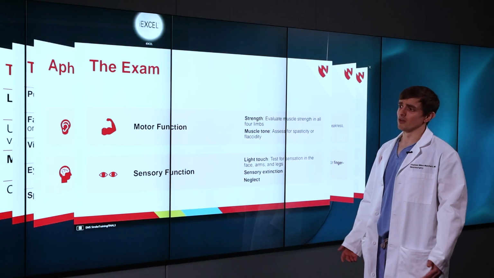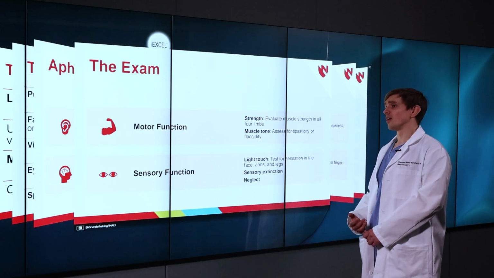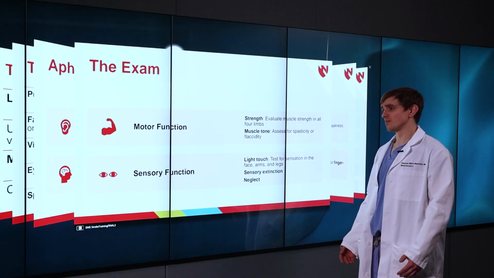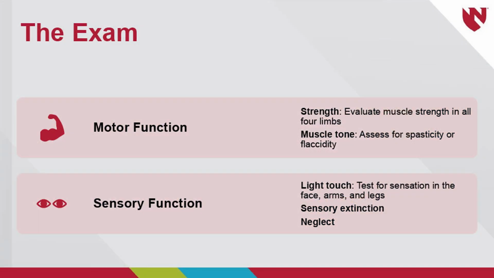After we do a basic cranial nerve exam, we can move on to assessing motor function. Motor function primarily is looking at the strength. Can the patient move any of the limbs? Can they move the limbs anti-gravity? And if the patient can move them anti-gravity, you should assess for drift. This will help detect subtle weakness. Also, it's important to look at the muscle tone. Is the limb flaccid? Is it spastic? Or is it normal?